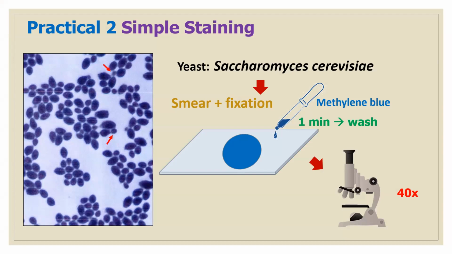Okay. For this practical, I will divide it into 2 sections. The first section is I would like you to practice performing the simple staining. For simple staining, we will be giving you the yeast sample, which is Saccharomyces cerevisiae. Then you will have to prepare the slide of the Saccharomyces cerevisiae, and then you do the smear and then perform the fixation. But actually, you should not perform heat fixation for too long for this type of organism. And then you add 1 drop of the methylene blue and then wait for 1 minute and then wash. And then you can observe the yeast structure under the microscope.